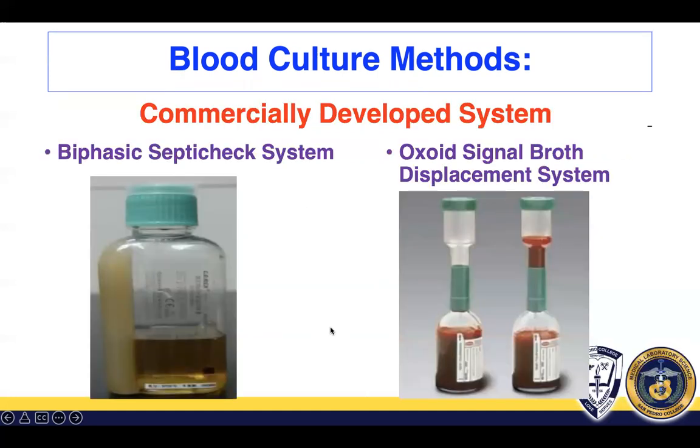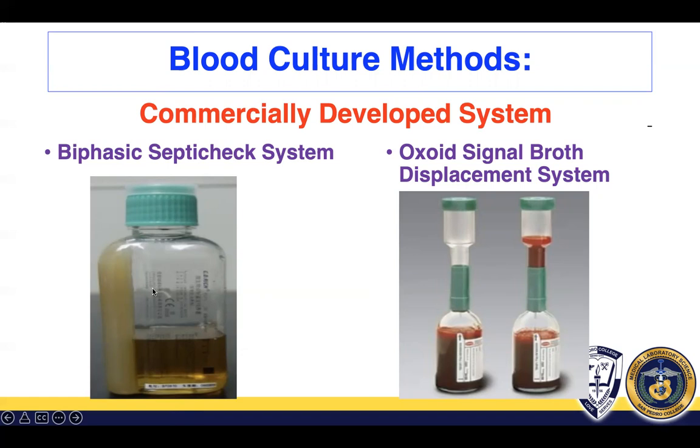Okay, then we have commercially developed systems like our biphasic septic check system. So this one has an agar slant attached to the broth-containing bottle. So this is the agar slant and this is the broth. So it allows the subculturing to be done in a closed system. You don't need to open the container just so we could subculture on the agar. You simply tilt the bottle to allow the broth to flow on the surface of the agar to allow the organism in this broth to at least grow on the culture media.